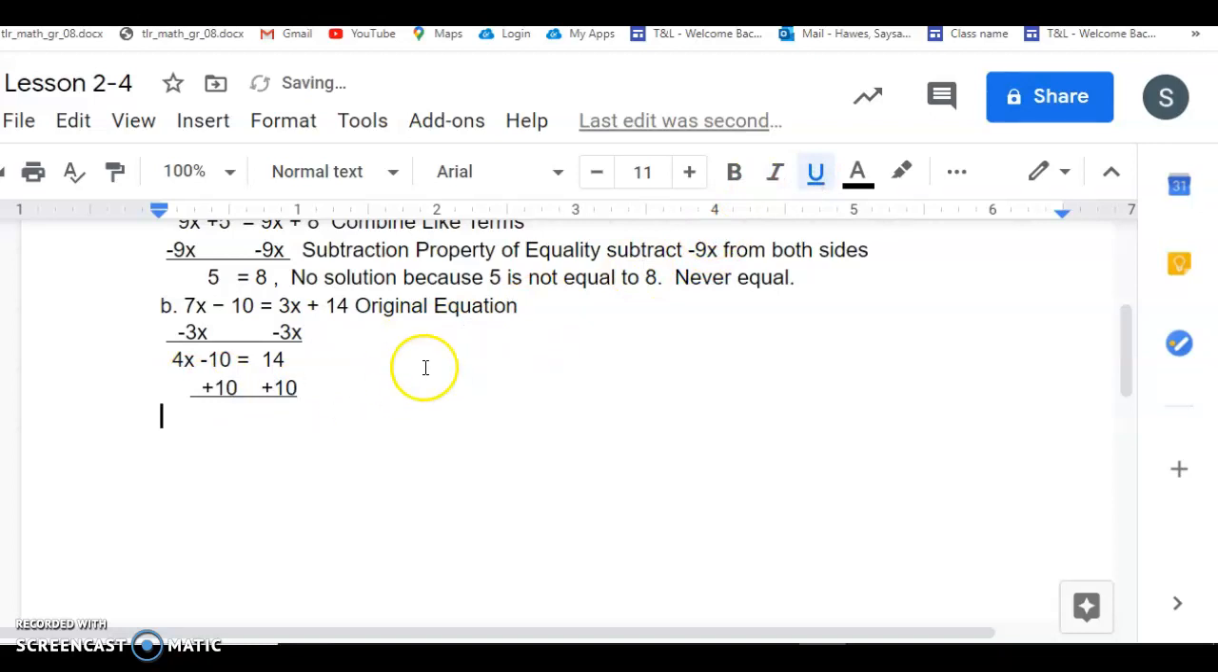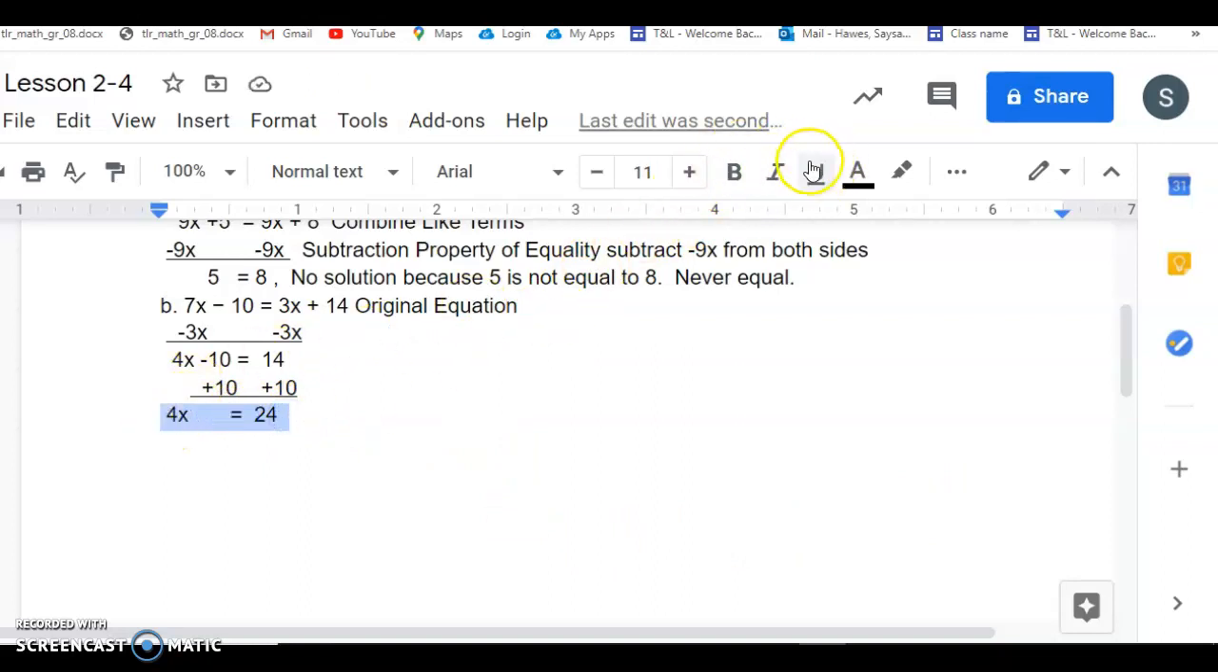Next, I have 4x, negative 10, positive 10, it's a 0, they cancel each other out. So I have 4x equals 14 plus 10, that's 24. Okay, so next I will divide both sides by the coefficient of x, that is 4.